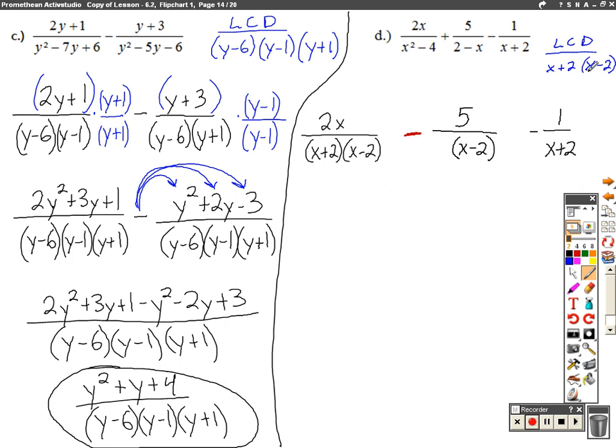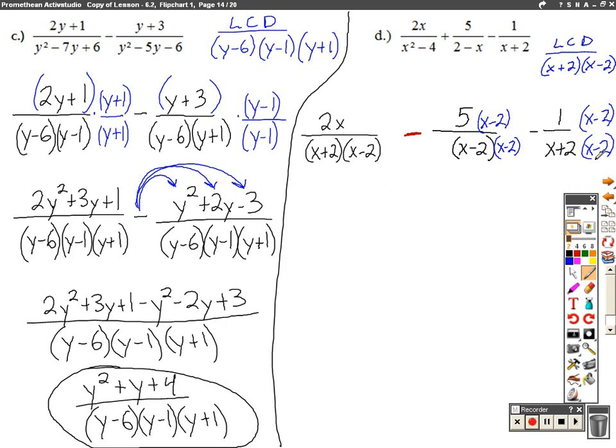So I'm going to make the first denominator look like that. It already does. The second denominator needs an x minus 2. And the last denominator needs an x minus 2. Okay, we can go ahead and expand the numerators, and you'll see as time goes on and you get better at these, you can maybe start combining steps at once.